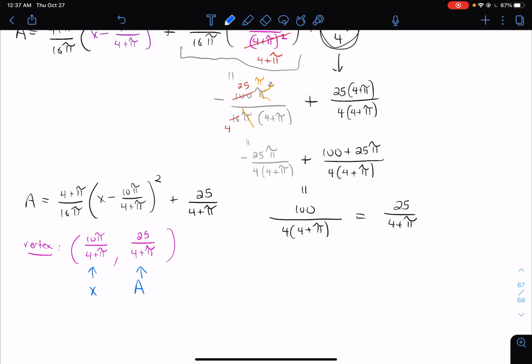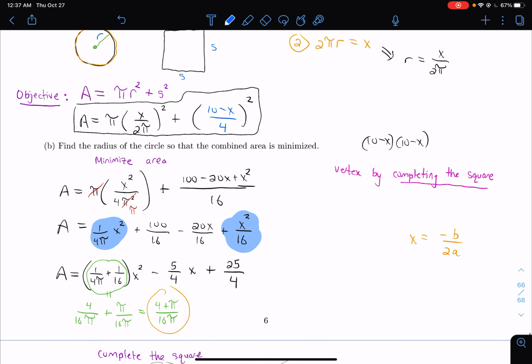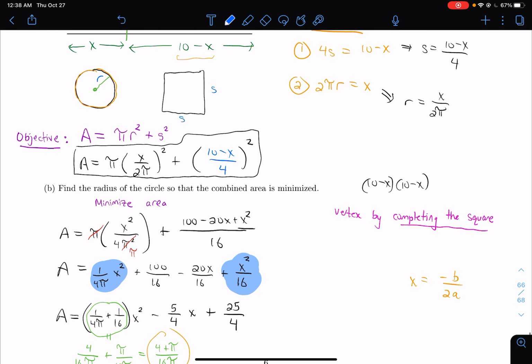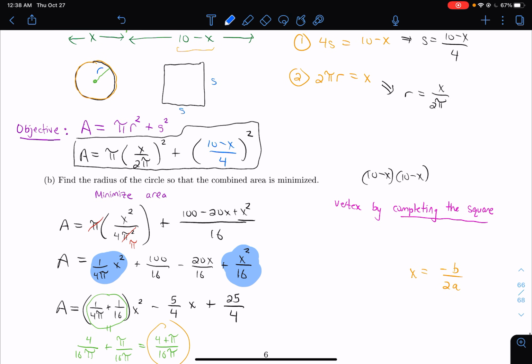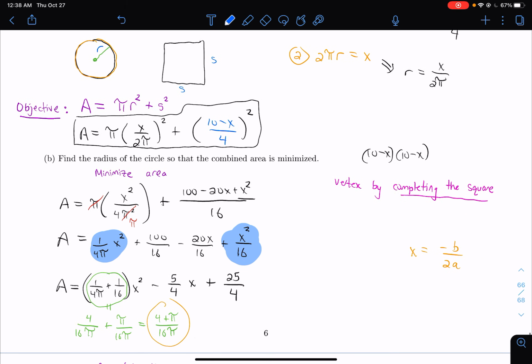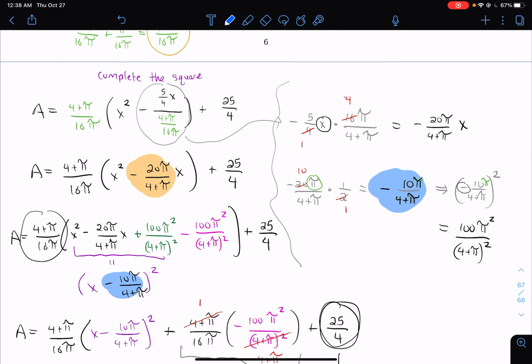Let me just look back to what the problem was asking for. It was asking me to find the radius of the circle. Remember, the circle is what we formed when I split up my wire into pieces, and one of the pieces became a circle. So what radius of the circle would make this area be a minimum? Part of what I have to do is justify why my vertex is a min and not a max.